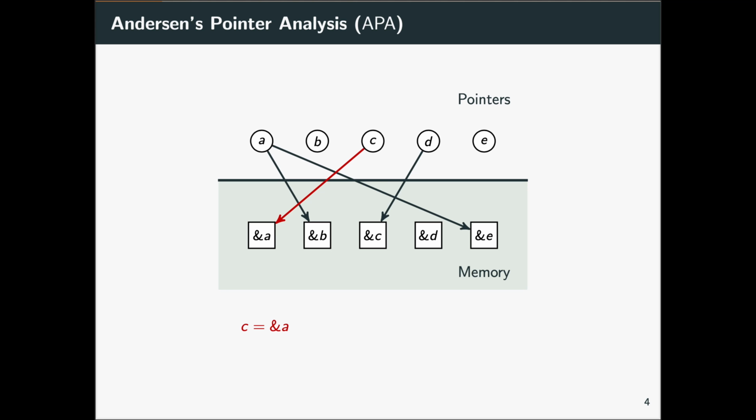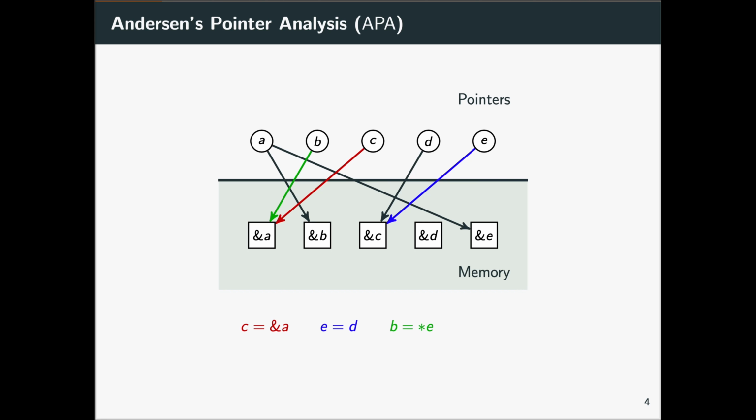An assignment statement E equals D tells us that E may point to whatever addresses D may point to, and thus we have this new blue edge. A statement B equals star E tells us that B may point to any addresses pointed by pointers that E may point to. Here we already know that E may point to C and C may point to A, therefore B may also point to A.